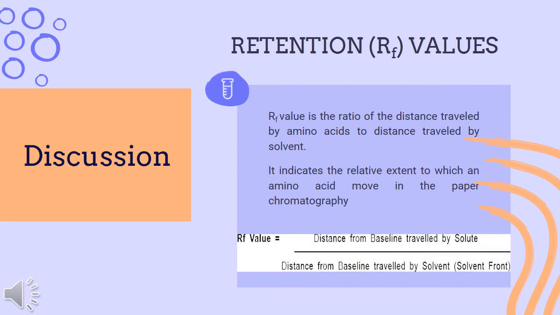After the visualization of amino acids, the distance traveled by each compound and the solvent were measured. The retention values, or the RF values, are then computed using the collected data. RF value is the ratio of the distance traveled by amino acids to the distance traveled by solvent. It indicates the relative extent to which an amino acid moves in the paper chromatography. So RF values are helpful in the identification of an unknown substance, given that a known sample is also applied on the same paper chromatogram.